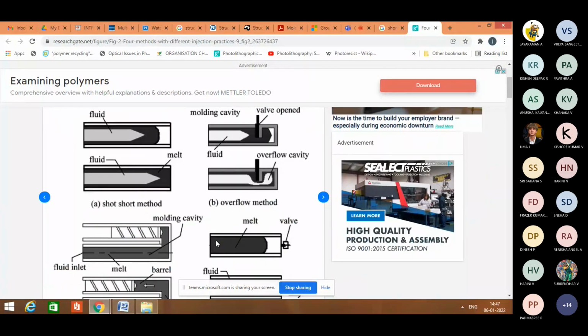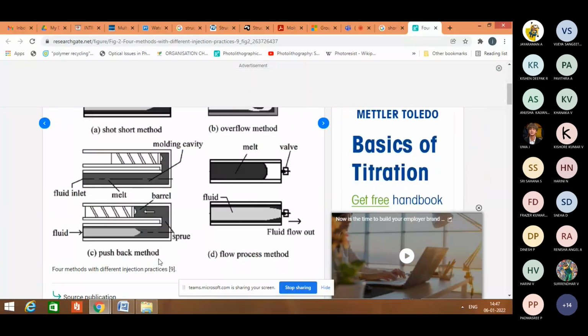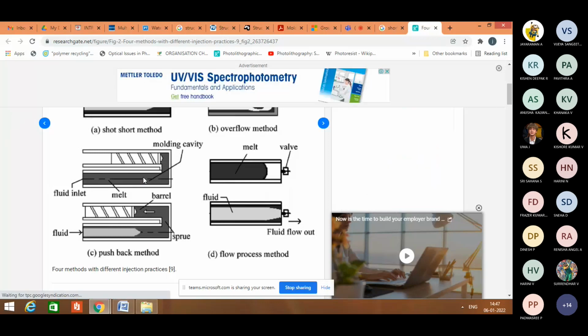And the second approach is the pushback method. In this pushback method, first the material is injected into the cavity fully. The molten polymer completely fills the cavity. Then the water is inserted from the end of the molten polymer, through the water pin where the water enters into the mold system.